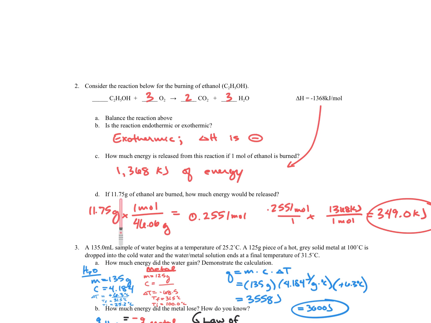Question D gives you a different amount. This is not a mole. This is less than a mole. 11.75 grams of ethanol. If you change it into moles, you need the molar mass. It's possible I made a mistake on the molar mass. I did this in my head quickly, but regardless, take the mass that's given, change it into moles, and then use the enthalpy change to determine the amount of energy for that amount. So if you have about 1/4 of a mole, you're going to have about 1/4 of the energy released.